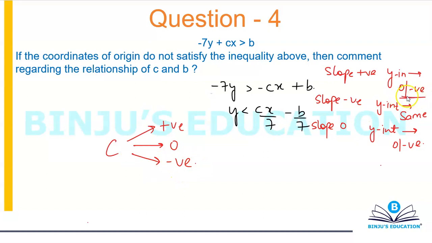Now the intercept has to be 0 or negative. Now mind that there is already a negative in front of B. Please mind this, that there is already a negative in front of B. Which means when you talk about B, B can either be positive or 0. Remember that B can't be 0. Sorry, B can't be negative. My mistake. B can't be negative. That's not possible.